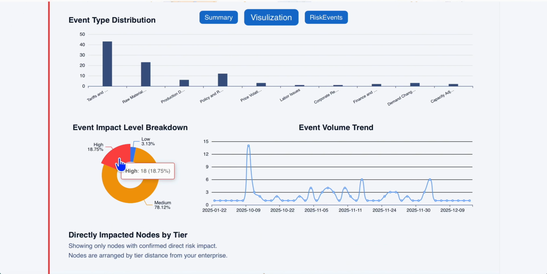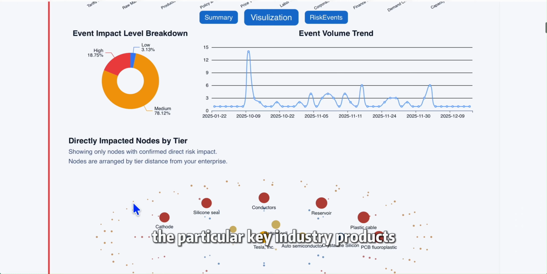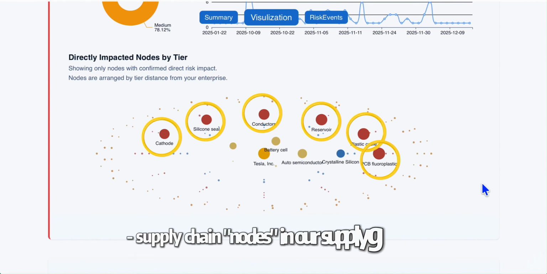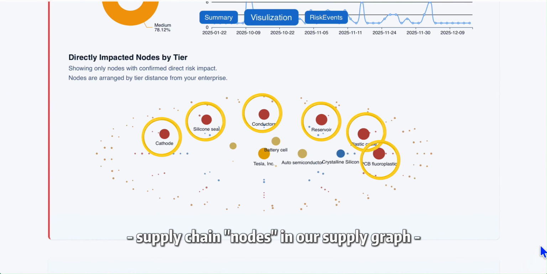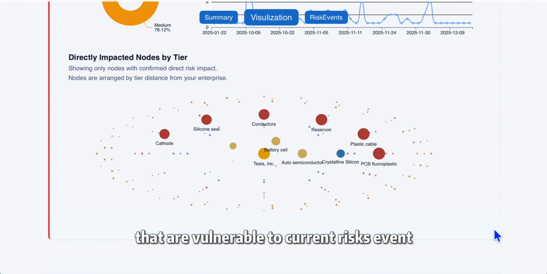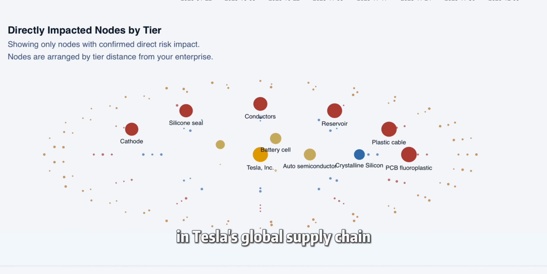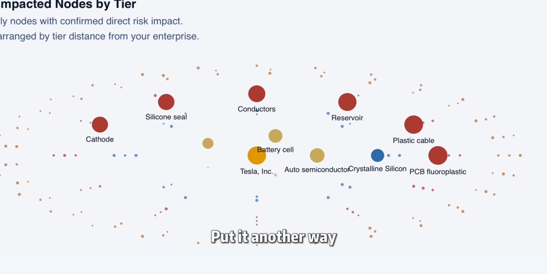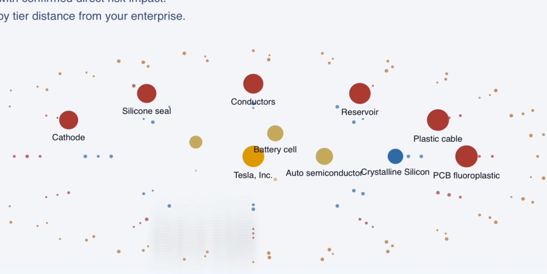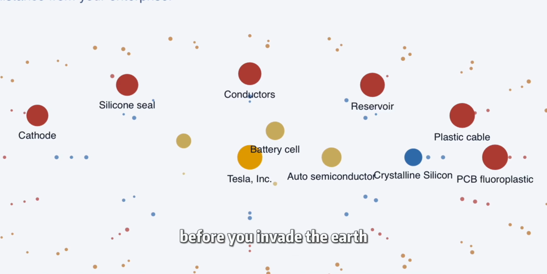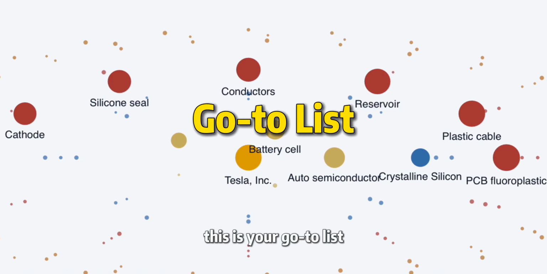And this map marks out the particular key industry products, supply chain nodes in our supply graph, that are vulnerable to current risk events. In the 2026 narrative, they are the choke points in Tesla's global supply chain. Put it another way, if you're a hostile alien army that desperately wants to sanction Tesla before you invade the Earth, this is your go-to list.